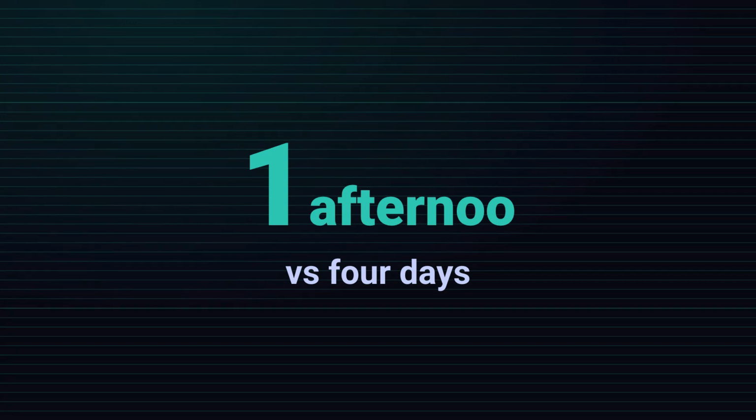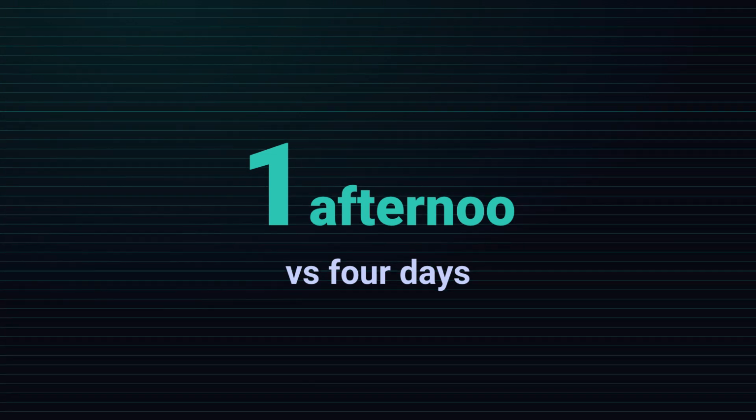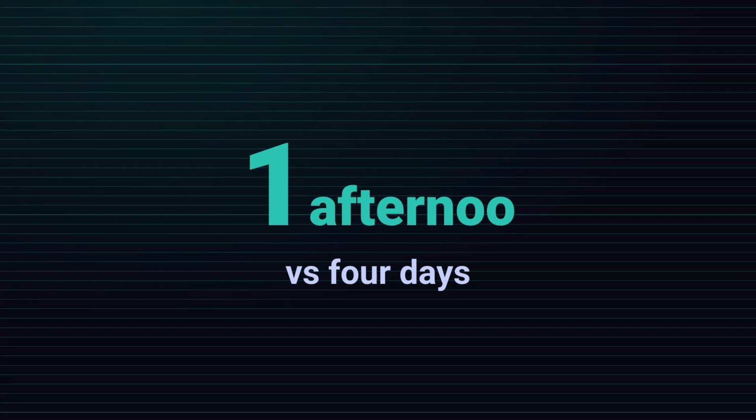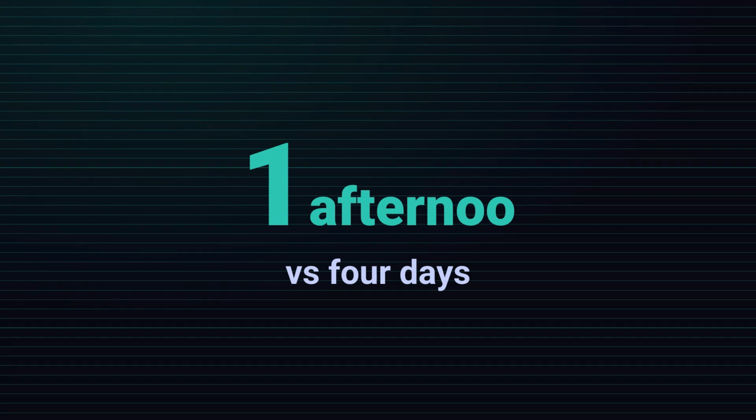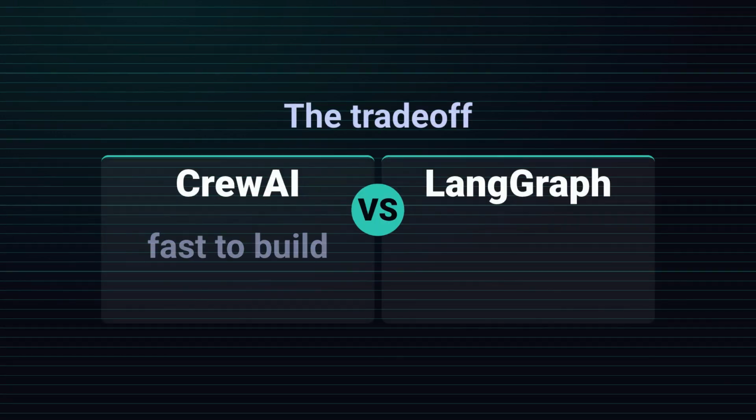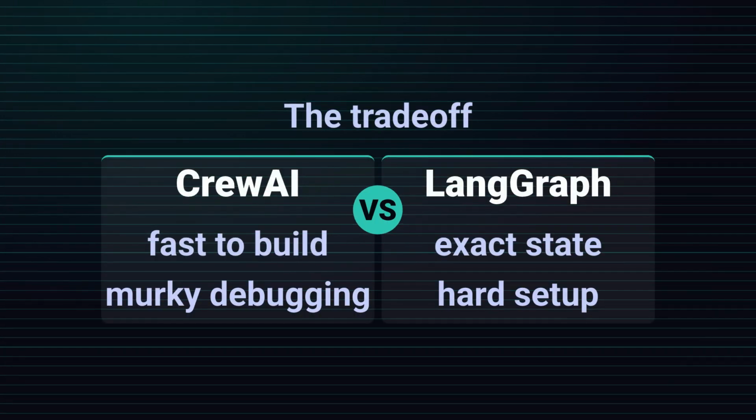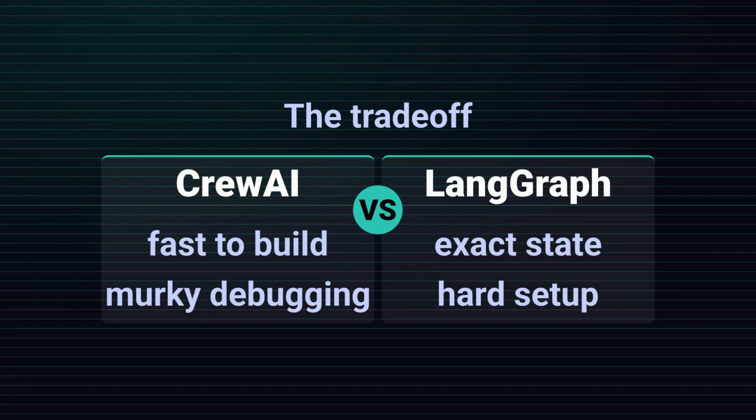When my fact-checker started approving things it shouldn't have, debugging was murky. The agents were talking to each other through delegation, and tracing exactly why one agent handed off to another meant digging through verbose logs and a fair bit of guessing. With LangGraph, that same bug would have been obvious. I'd have seen the exact state at the exact node. CrewAI trades transparency for ergonomics. When it works, it feels like magic. When it breaks, it feels like the magic is happening in a room you're not allowed into.